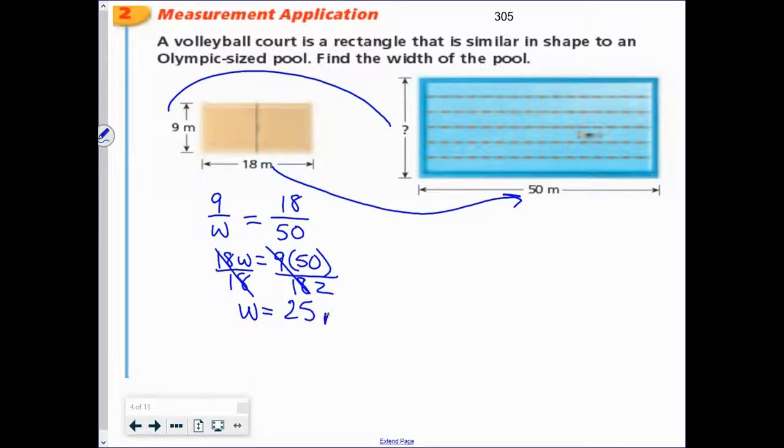And again, I want to make sure my answer makes sense. 25 meters is the width of the pool. That's smaller than 50 meters. And actually, when I look at them and compare them, 9 is half of 18. 25 is half of 50. So the answer makes sense.